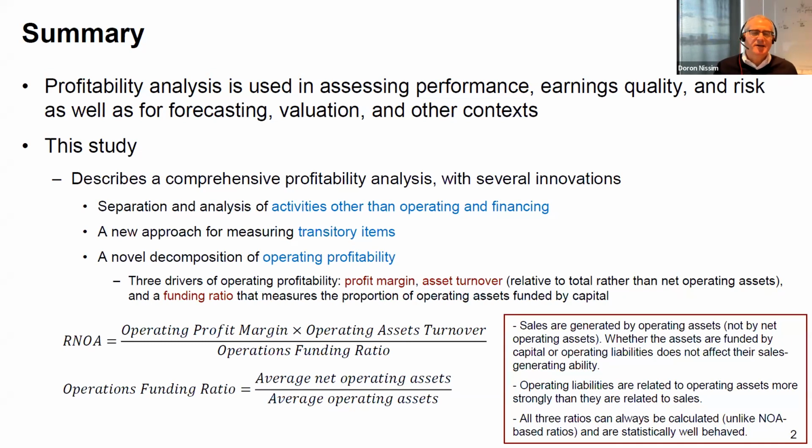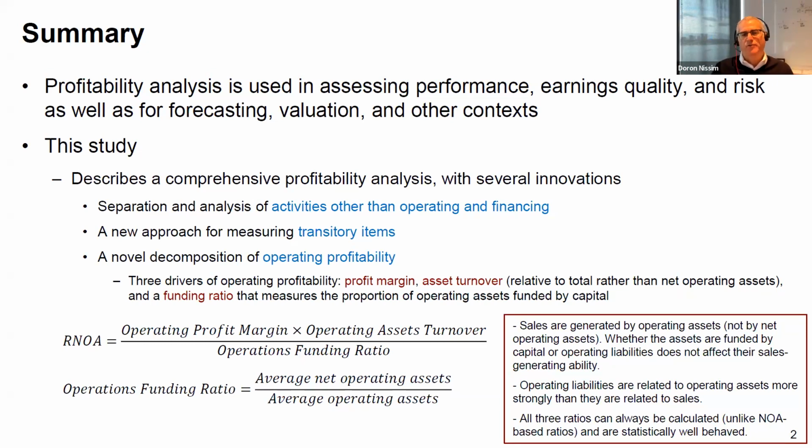Also, what generates sales is not the net operating assets. What generates sales is the operating assets. Whether you fund your operating assets with capital or with operating credit should not have implications for the ability of the assets to generate sales. So I argue basically that maybe a more relevant way, more correct way to measure turnover is relative to total operating assets, not relative to net operating assets.